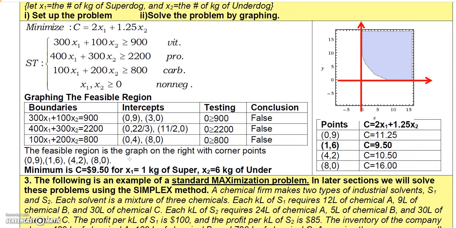Now, I've partially worked this for you. You go ahead and graph this, and your graph should look something like this, and you'll get 4 corner points: (0, 9), (1, 6), (4, 2), and (8, 0). When you plug in the corner points, you should get a minimum cost of $9.50.